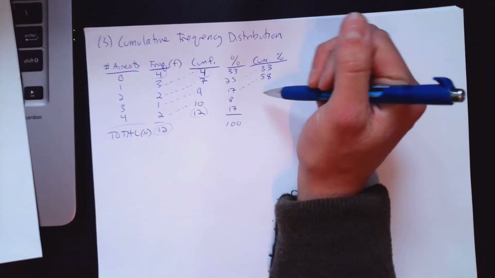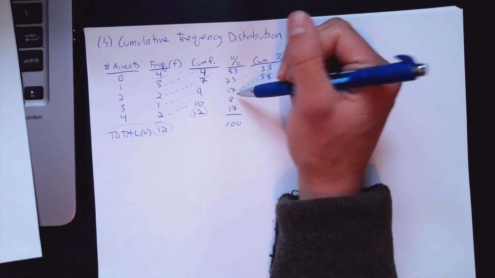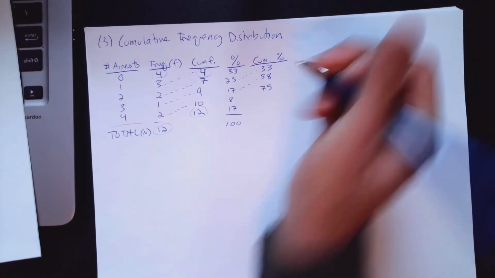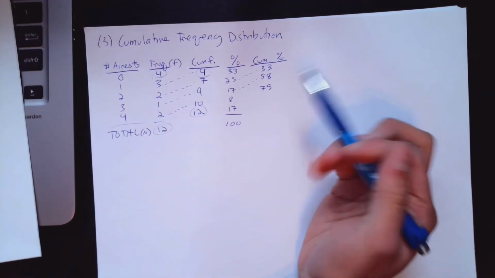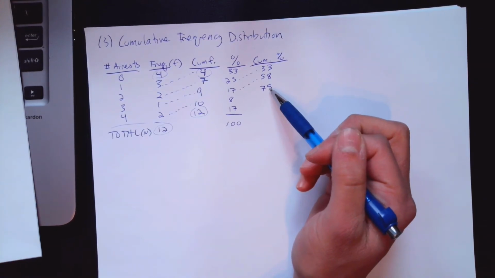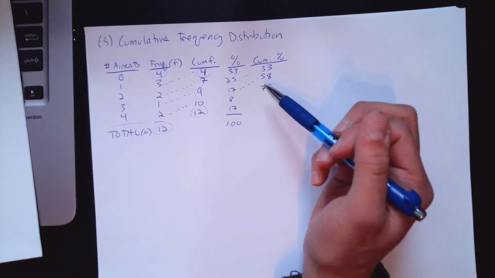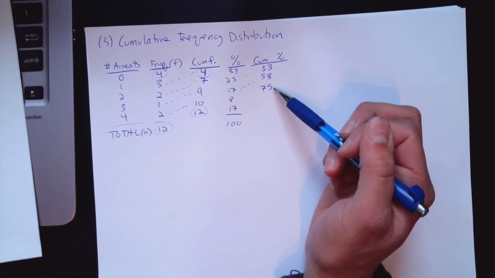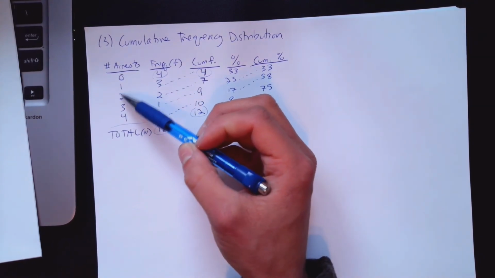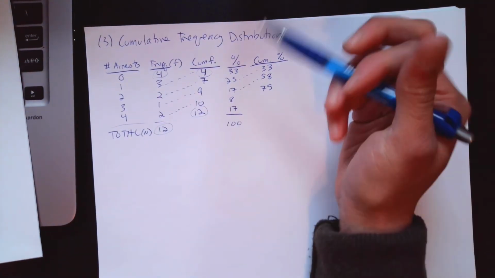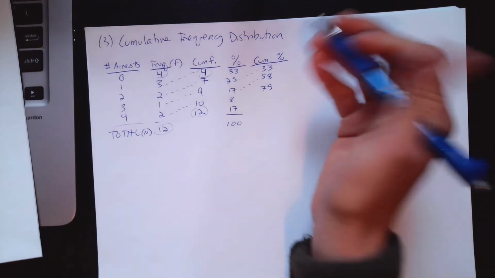So to find a cumulative percent for 2 arrests, we're going to add our 58 to 17 here. And this gives us 75 as a cumulative percent. The interpretation for this is going to be that 75% of people in our sample has 2 or fewer arrests. So again, 75% of the sample has been arrested 2 times or less, so 2, 1, or 0 times. And you could double check that by adding up the percentages for 0, 1, and 2 as well. They'll all come out to 75.